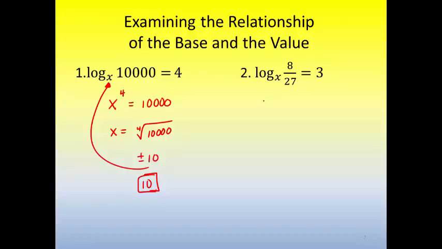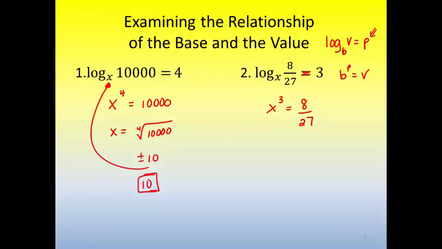For the next one, same idea. I have x to the power of 3 equals 8 over 27. I'm going to write it down again. Remember, it's log base b of the value equals the power. B to the power of p equals v. If you understand this relationship, then you can rewrite these very quickly. The power is always what we're solving for. That's the whole point of a log, is to find the exponent.